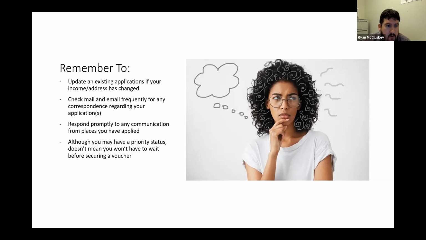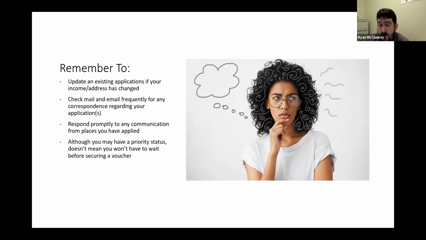So again, important things to remember. Update any existing applications that you have on file. Check your mail frequently and respond to any correspondence from any of the housing authorities as quickly as you can. And once you apply, make sure you have all the documentation they'll be asking for, which is usually proof of income, Social Security, birth certificates, photo IDs, the whole nine yards. If you don't already have those documents ready to go, I would strongly recommend you work on acquiring them as soon as you apply, because when your time comes, they'll want that information quickly.